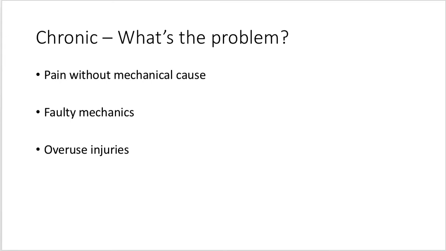Faulty mechanics, it may or may not be there. So you might have someone that comes in and you can pinpoint the faulty mechanics and you've felt like you corrected that, and yet they're still having pain. And a lot of times you can come back to that. The excitability of that loop is now what's telling the patient that there's pain rather than there's an actual cause of pain. And then overuse injuries, right?